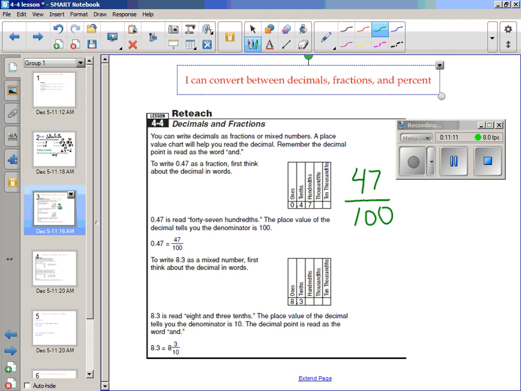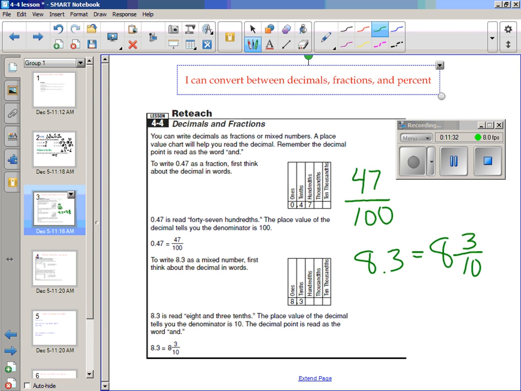Same thing with a mixed number. If we have 8 3/10, not a problem. Just write down exactly what you just said. This is why we don't want to call this 8.3. If we call it the right way, 8 3/10, then we know that it's going to equal exactly 8 3/10.